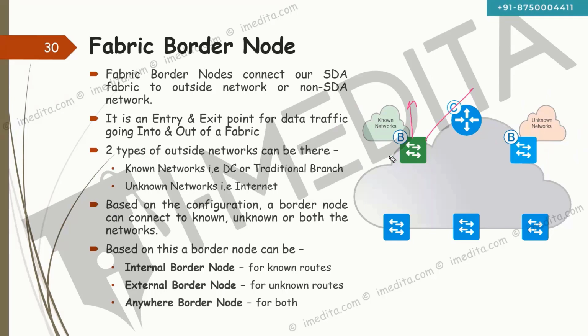Maybe we have a dedicated border node that is connecting to just external known destinations such as data center headquarters. Then we have, for example, a border node that is connecting to outside networks such as unknown destinations, public networks such as the internet or the public cloud.